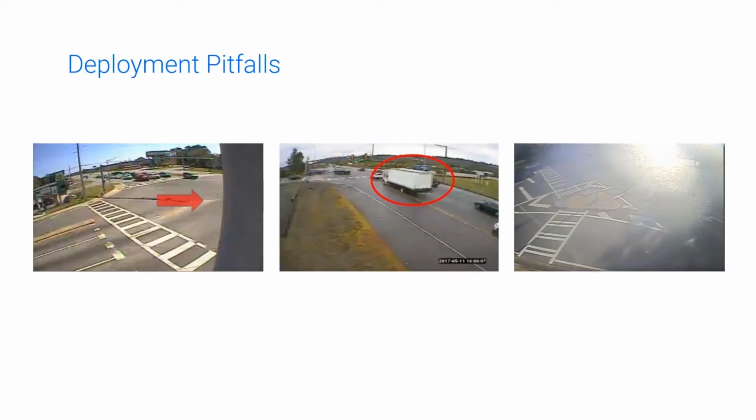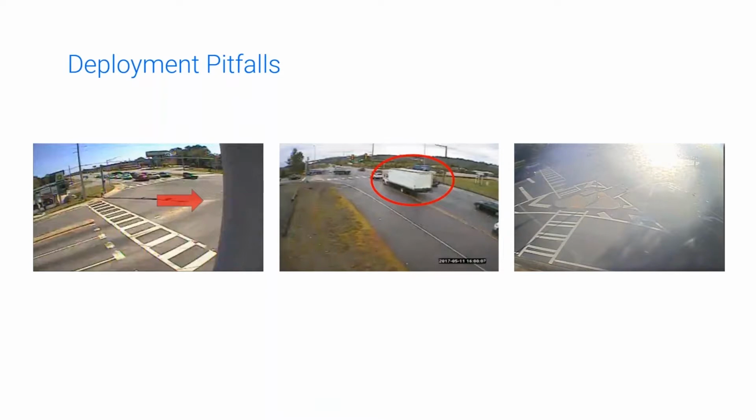Some common pitfalls when deploying your camera. So first, you want to make sure it is properly secured to the pole and that you can see all movements in the video. In the first example here, we have a pole blocking half of the intersection. So as you can imagine, we aren't going to be able to provide full data for the entire intersection.